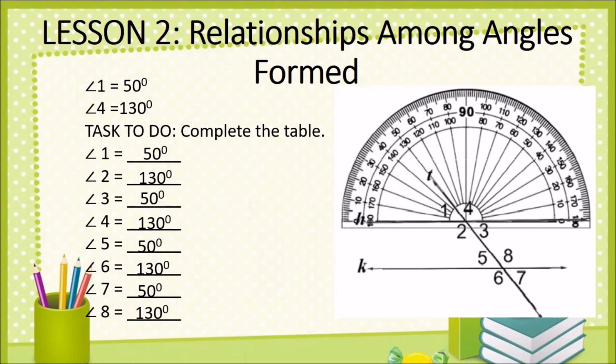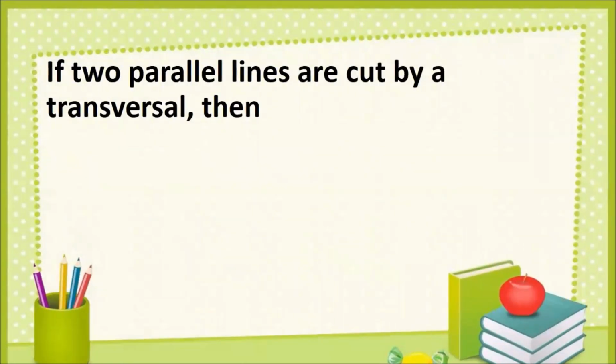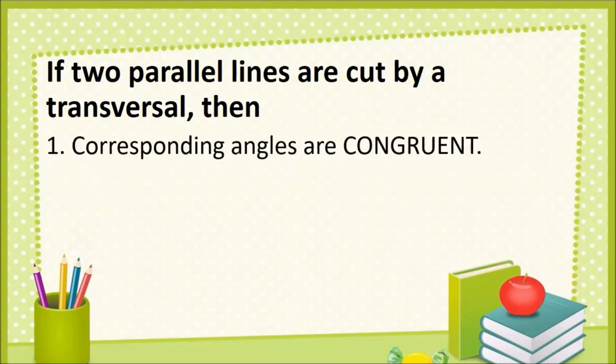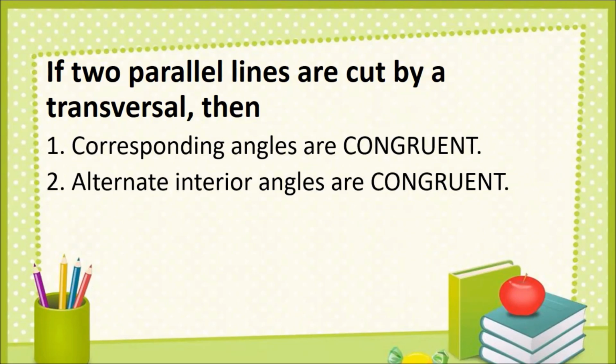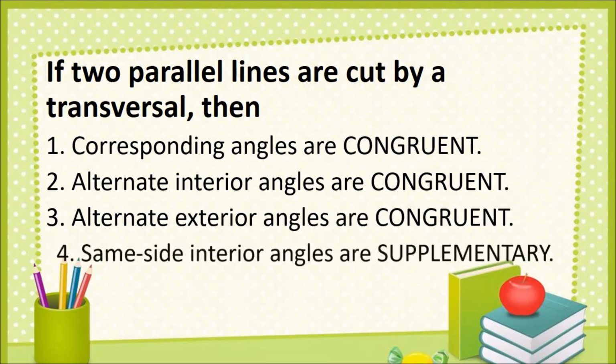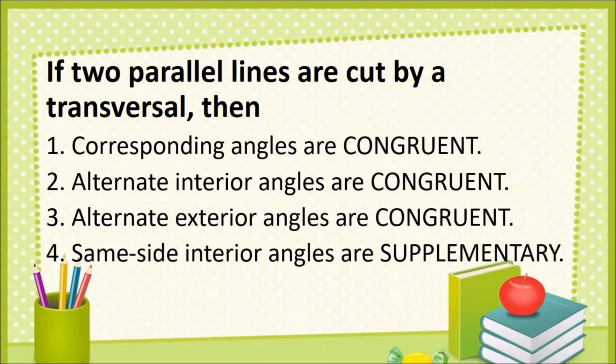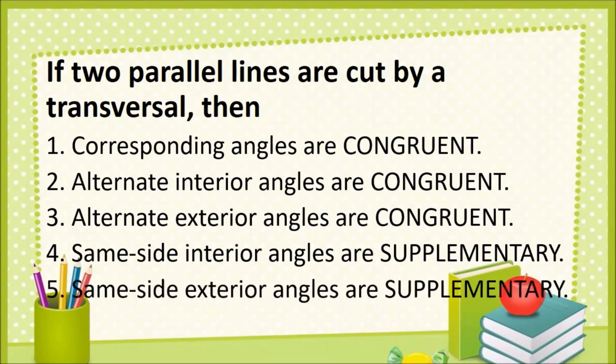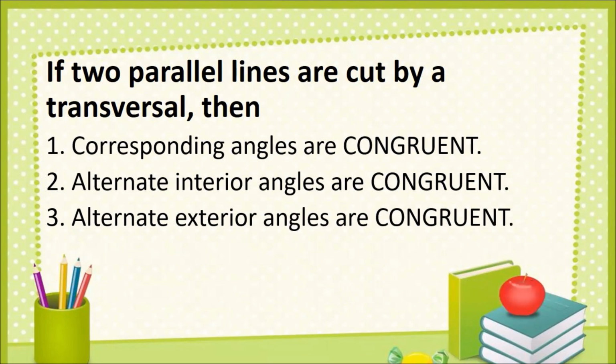And they are supplementary. So if two parallel lines are cut by a transversal, then corresponding angles are congruent, alternate interior angles are congruent, alternate exterior angles are congruent, same side interior angles are supplementary, and same side exterior angles are supplementary.